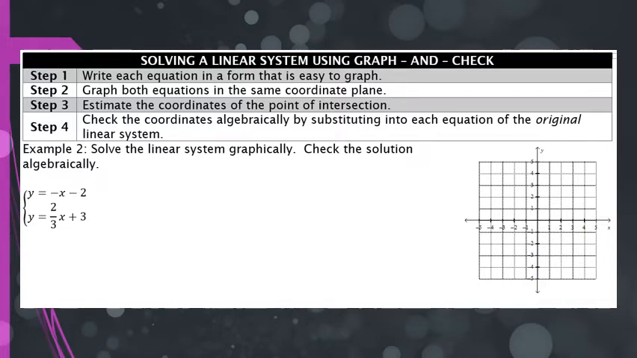Both of these equations are already in slope-intercept form. So I'm going to graph this top equation in red. For the top equation, my slope, and remember slope is the number that's in front of x.